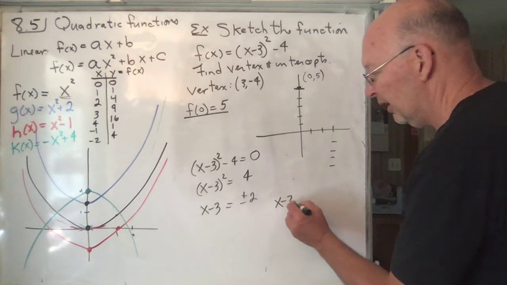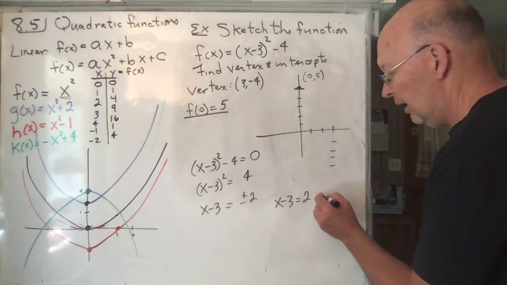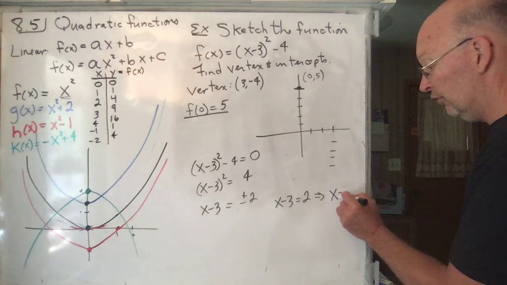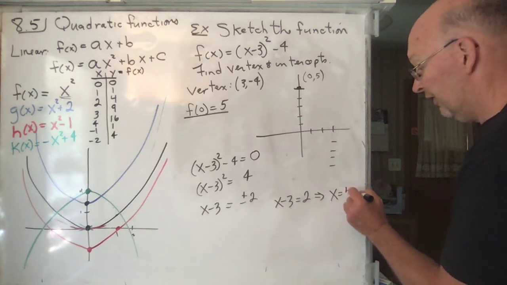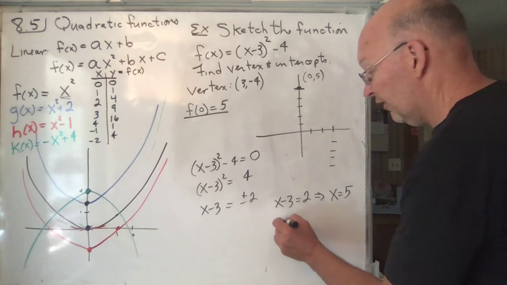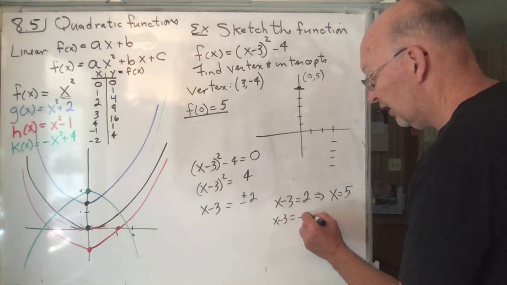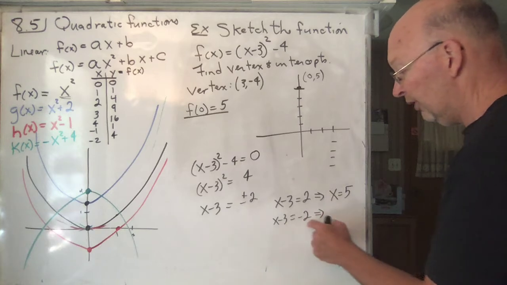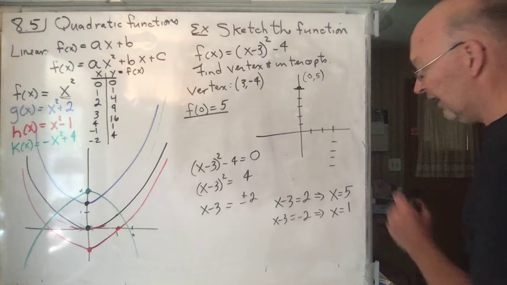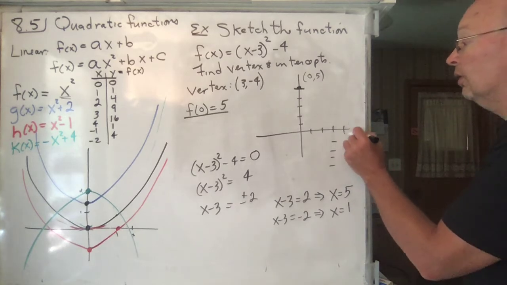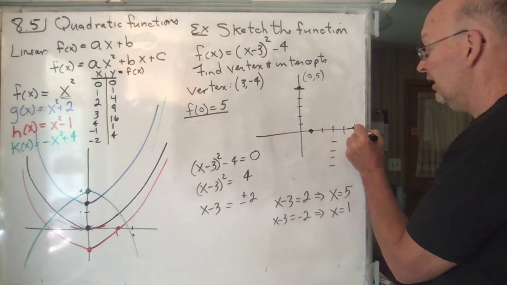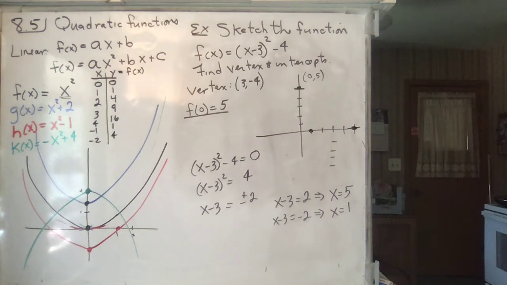One is going to be x minus 3 is equal to 2, and that gives me what? If I solve that for x, I'm going to get x is equal to 5. Agreed? The other one is if x minus 3 is equal to -2, if you add 3 to both sides there, you're going to get x equals 1. So here are your x-intercepts at 1 and at 5 right there.